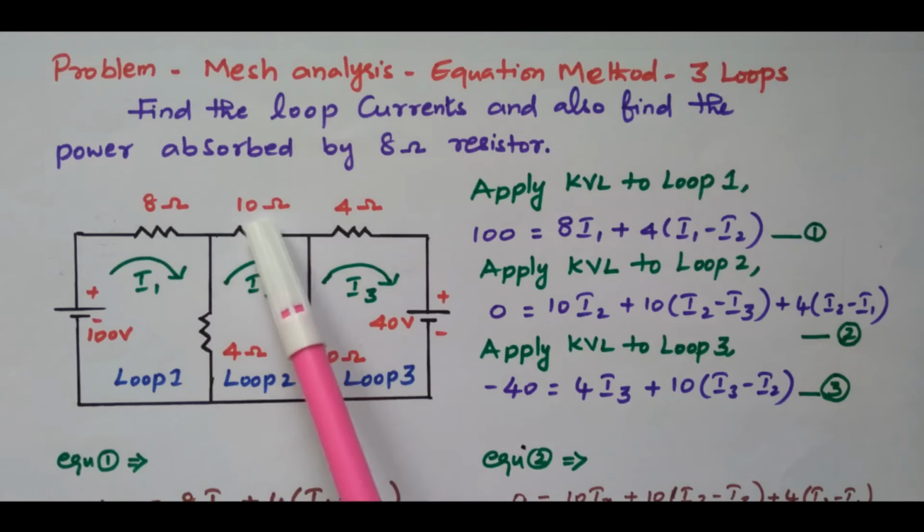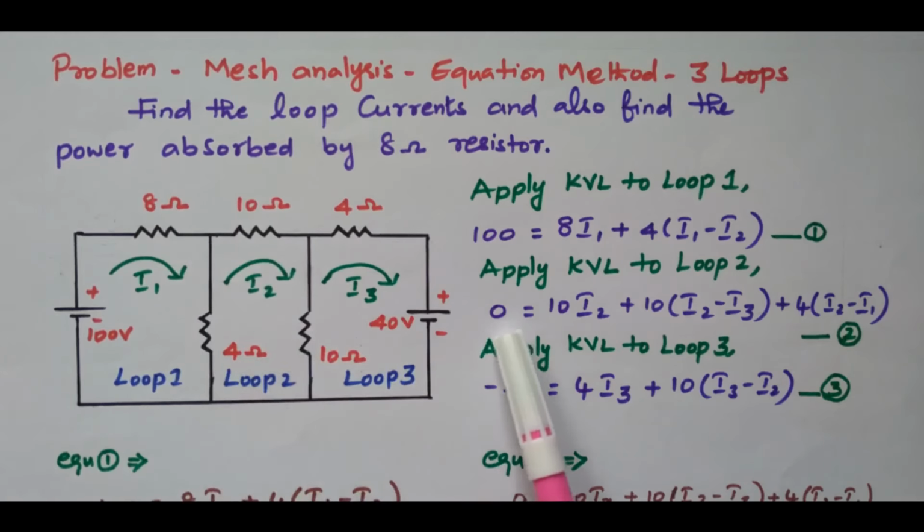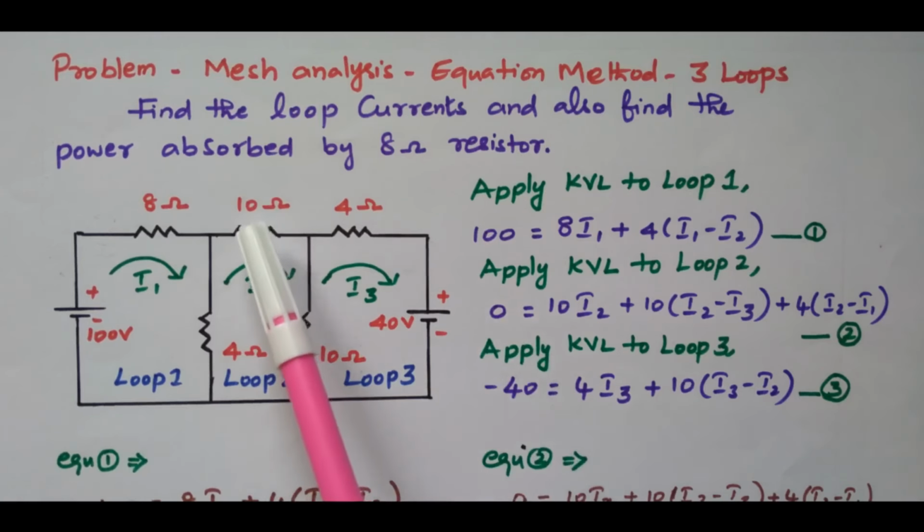First we will find the drop across this 10 ohm. Here the voltage source is not available, so potential rise is equal to 0. What is the voltage drop across this 10 ohm resistor? This I2 is flowing through the 10 ohm. So 10 into I2 is the potential drop across the 10 ohm resistor.